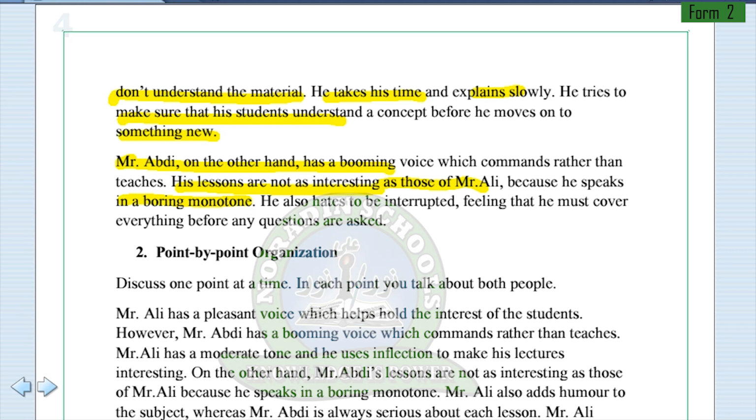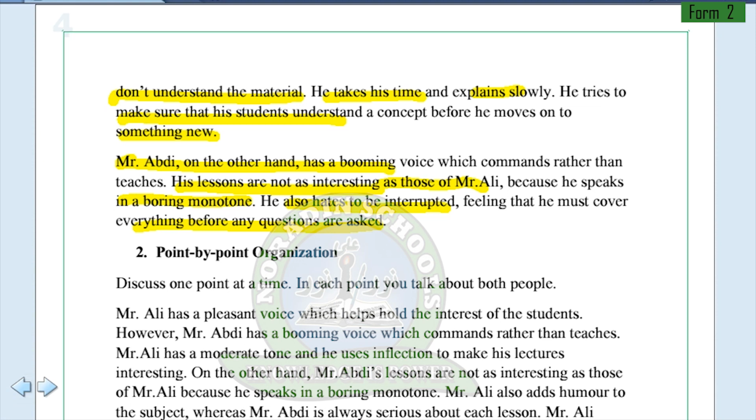For example, sometimes you can speak up, sometimes you can speak slowly, sometimes you can make them laugh in order to keep them engaged. He also hates to be interrupted. That means he doesn't like someone who interrupts, so you must be very patient and tolerant. He feels that he must cover everything before any question is asked. He just wants to see that his time is running out.